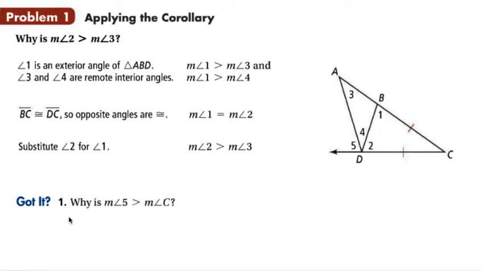Here's one for you to try, very similar. Why is the measure of angle 5 greater than the measure of angle C? In the same drawing, why is this angle right here bigger than angle C over here? Go ahead and pause the video, see if you can think on that and come up with some logical reasoning, and I'll give you the answer when you come back.